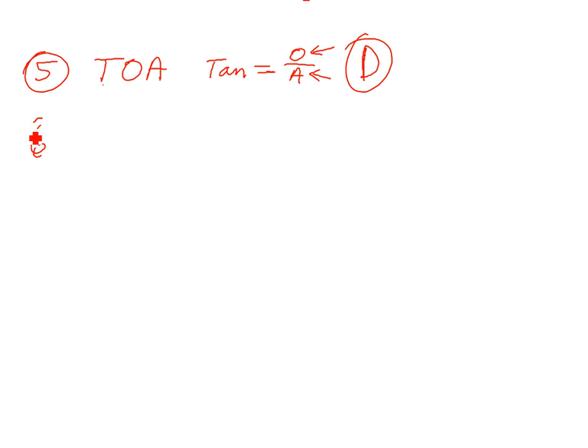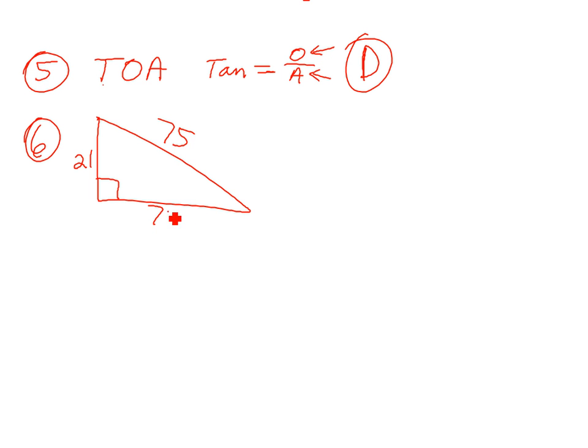Number 6. Find the cosine of angle A in triangle ABC. So we have this triangle. There's 21 here, 75, 72. And angle A is over here. That's really the only angle we care about, so we label it according to that angle. That's going to be your opposite leg. That's your hypotenuse. This is your adjacent leg.